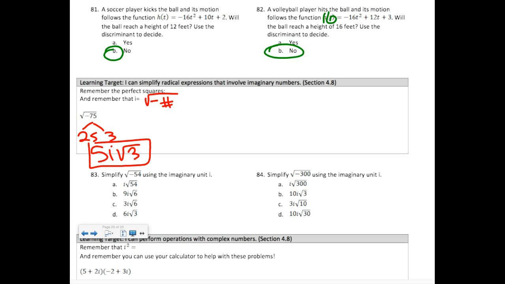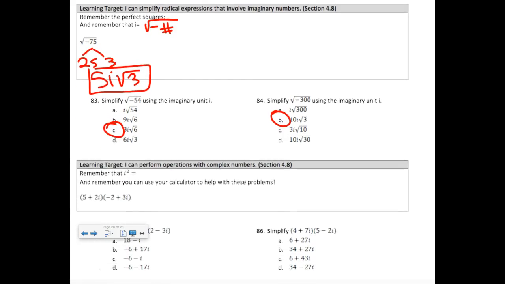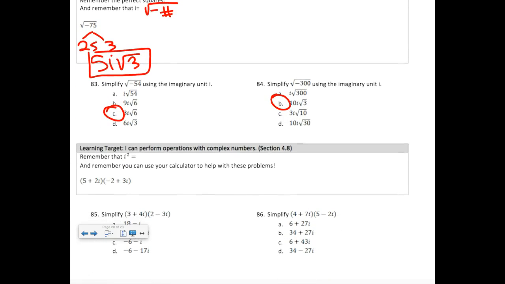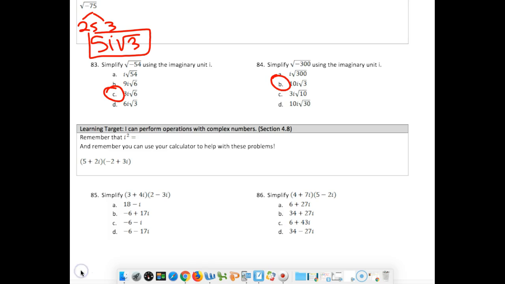Have we been doing this a ton? Do you guys know how to do this? Yeah, you guys are fine. Okay. All right, so I'm going to answer C and B. All right. Yes. Okay. All right. I squared, what does I squared equal? -1, thank you.